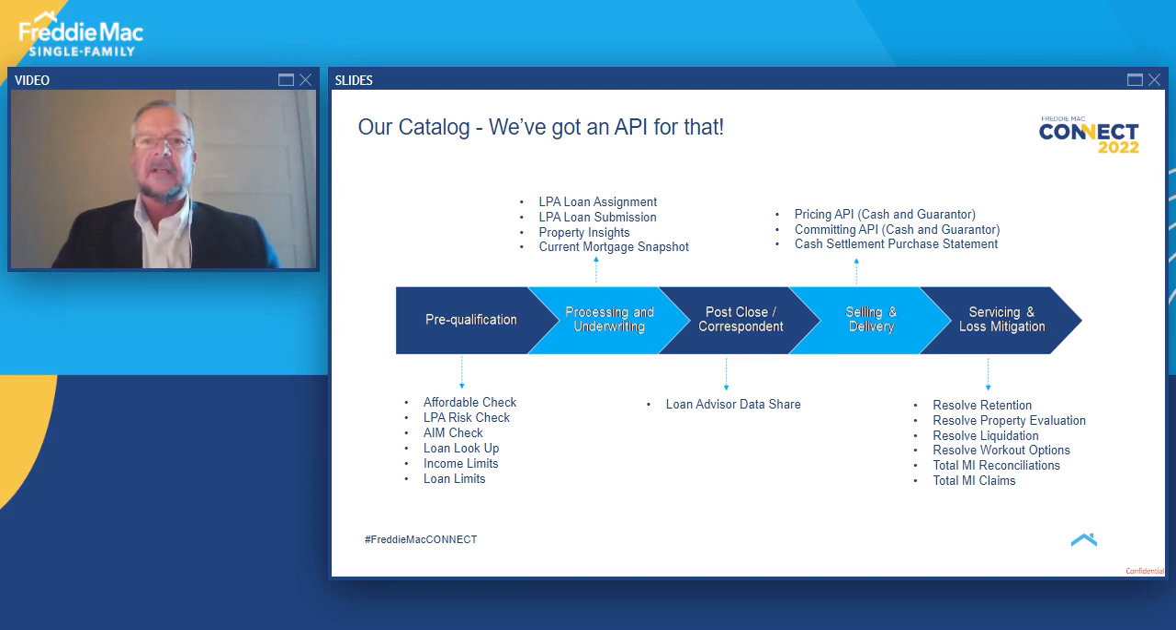They scrub the data. They send back what matches, what doesn't match, and what doesn't match is then made available through that API to our servicers, who can then reconcile and get the certificates and the mortgage insurance coverage matching, so all three entities have the same information. Then finally, we have our mortgage insurance claims API, which right now is available to the mortgage insurance companies. So we are able to process claims more efficiently through those APIs.